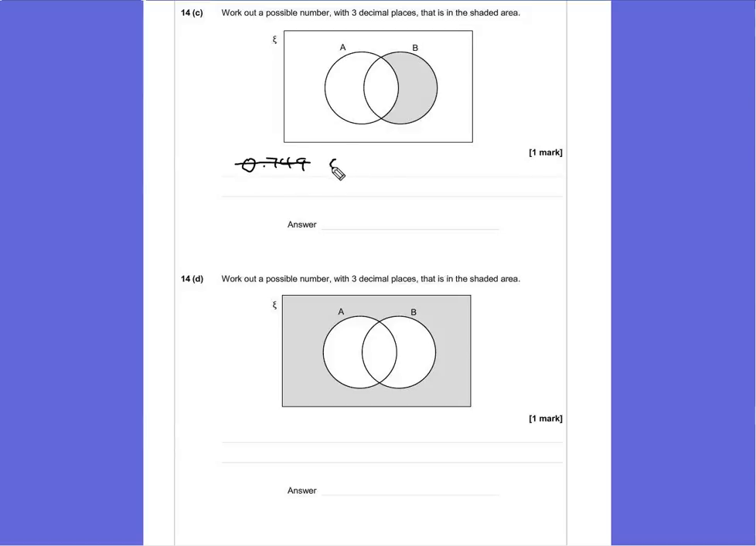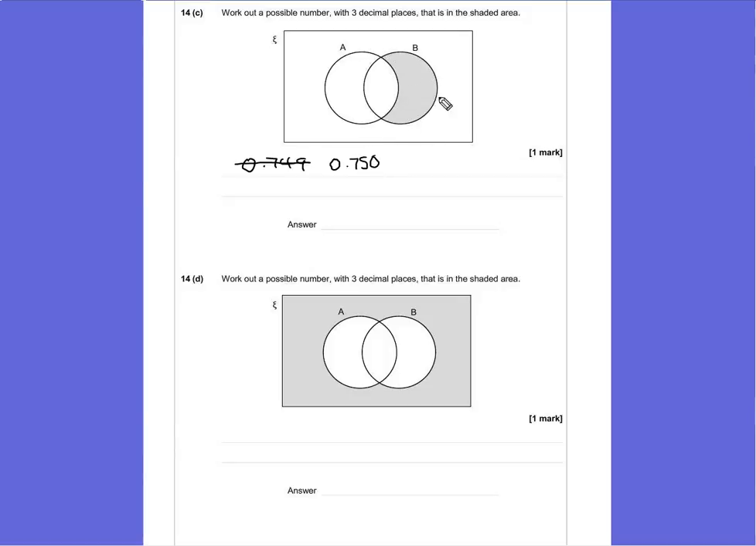If we take the next number above this, however, 0.750, this has 3 decimal places, and it would round to 0.8 to 1 decimal place, so therefore does not appear inside any part of circle A.